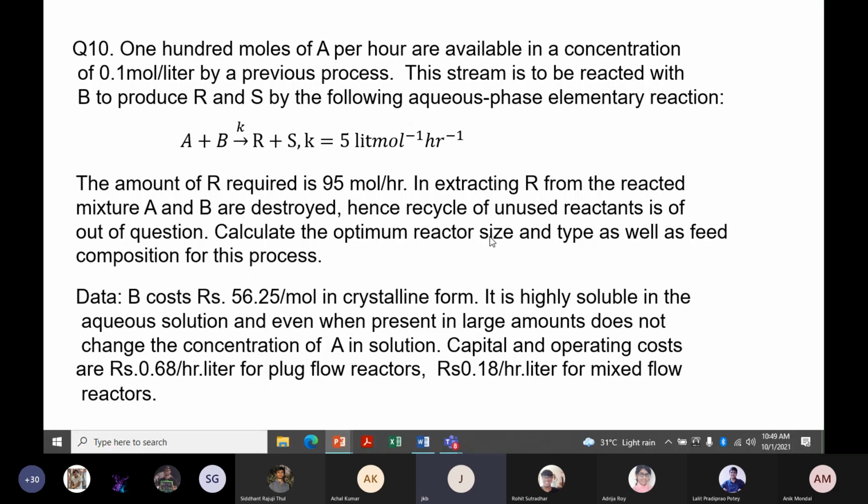Calculate the optimum reactor size and type as well as the feed composition. That is, reactor size and type means we don't know whether it is a CSTR or plug flow. So for this optimum you have to compare both the CSTR and the PFR. Calculate the optimum reactor size and type as well as the feed composition for this purpose.